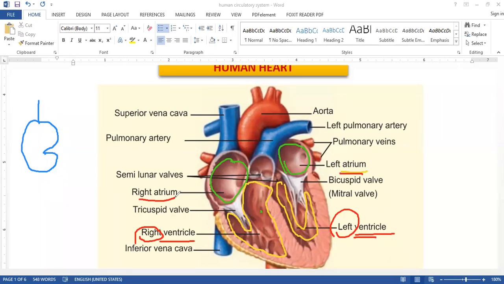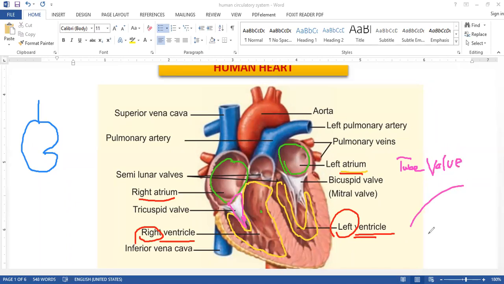Another point is that between the right atrium and the right ventricle, there is a valve, right? Here is the valve. You know the bicycle tube valve, right? What is the function of that bicycle tube valve?